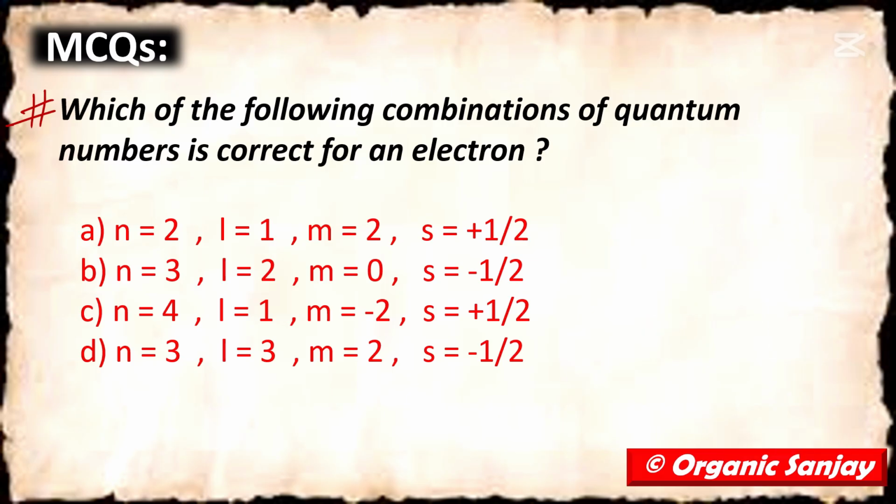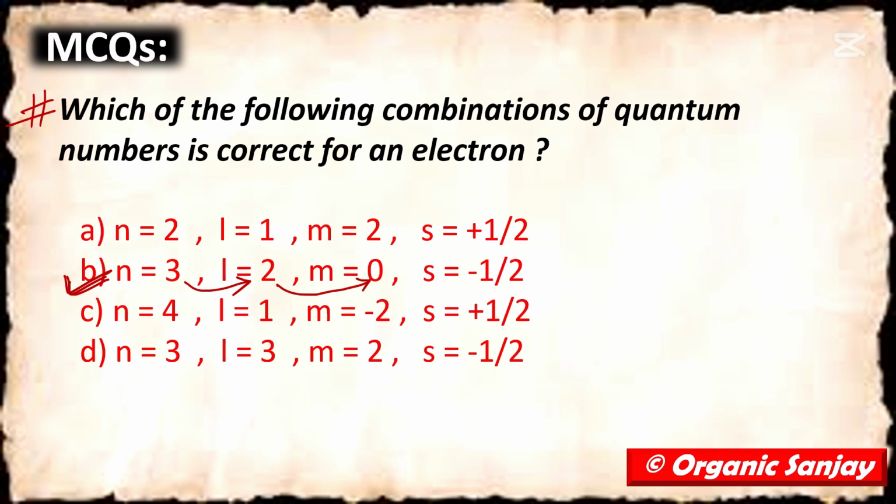And yes, the right answer is option number B. This combination is correct. Here n is equal to 3 and L is equal to 2, so it is less than n, so it is correct. Here it is 0, it is correct, and here it is minus half. Now why are others wrong? Let me explain that.